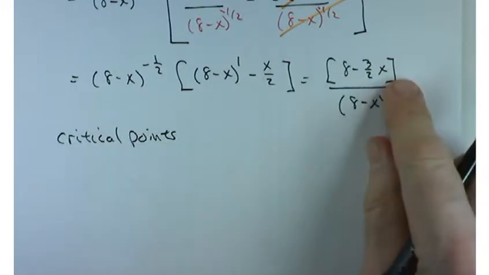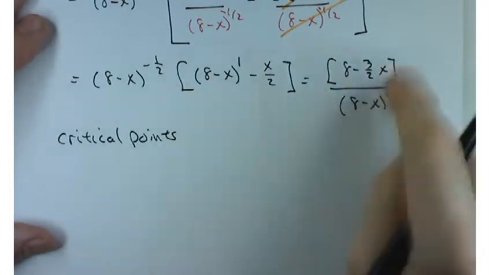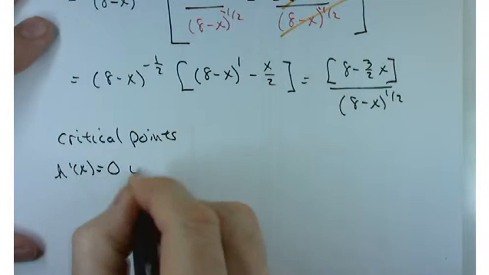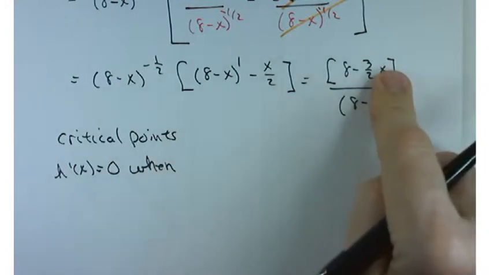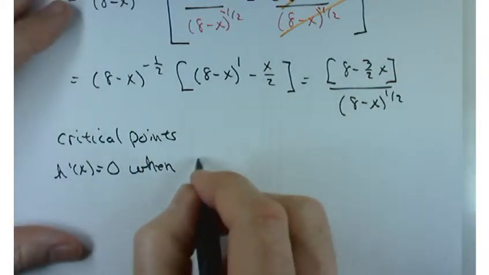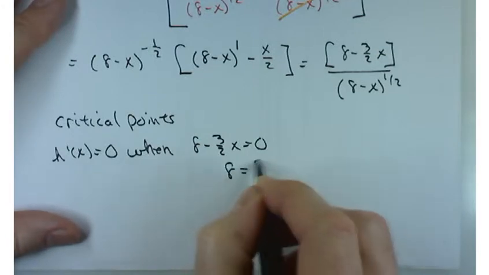So the critical points, what defines a critical point? What do I have to look for with respect to the derivative? Where it's 0 or undefined. So where it's 0, h prime of x is going to be 0 when the numerator is 0. So when 8 minus 3/2 x equals 0, or 8 equals 3/2 x.